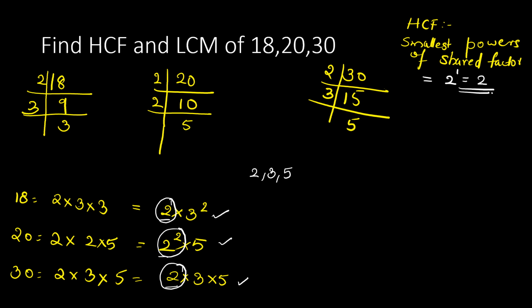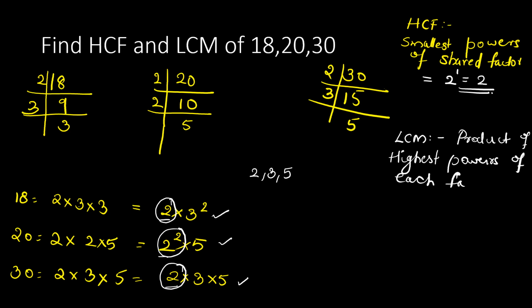Next is LCM. How can we find the LCM? It is the product of the highest powers of each factor. The first factor is 2. What is the highest power of 2? Here it is 2 raised to 1, this is 2 raised to 2, and this is 2 raised to 1. The highest power is 2 square.